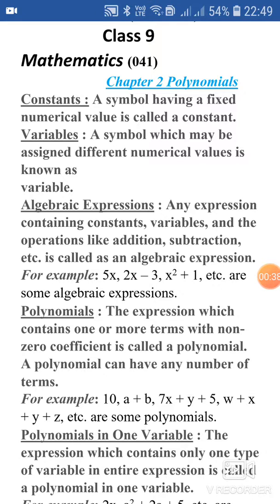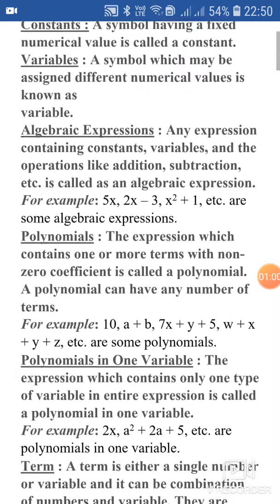The next concept is algebraic expression. An expression containing both constants and variables with mathematical operations like addition and subtraction is known as an algebraic expression. For example, 5x, or 2x minus 3, x square plus 1, etc. You have already done this in the 8th class.